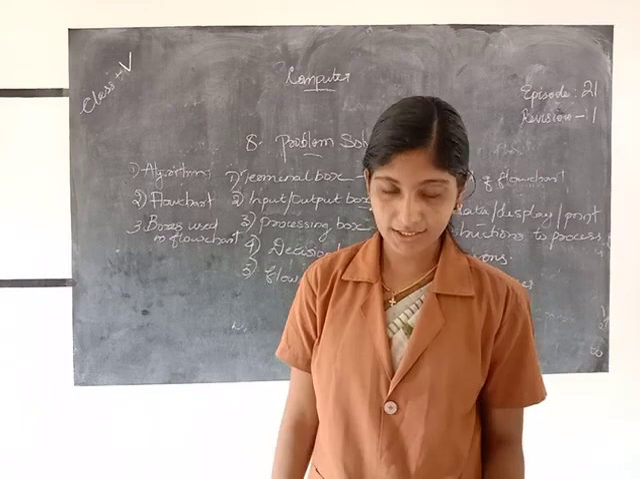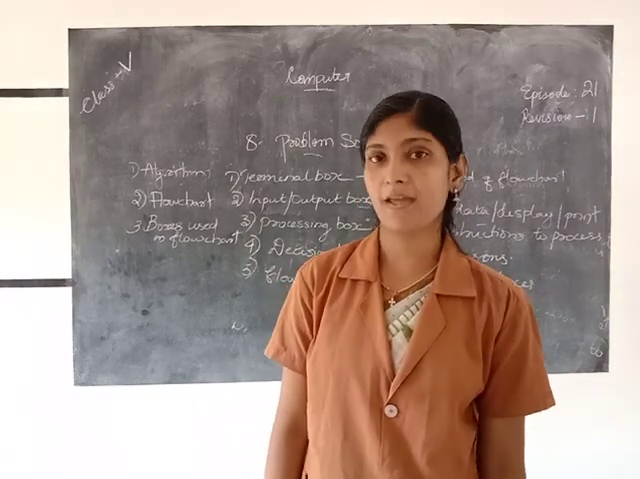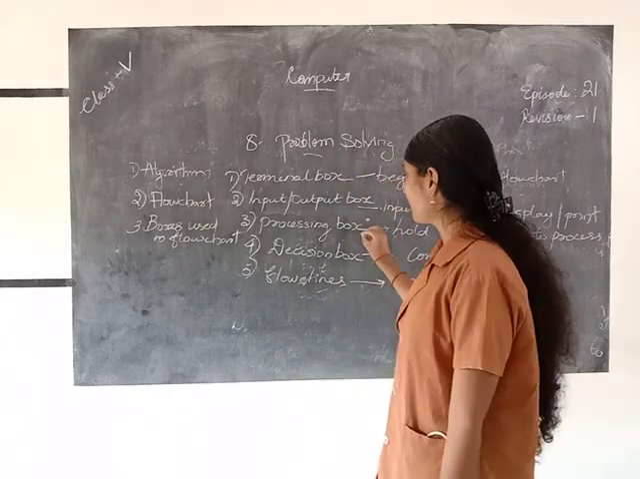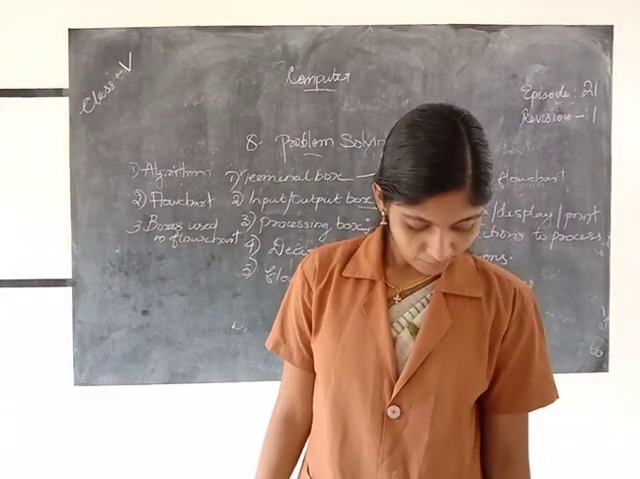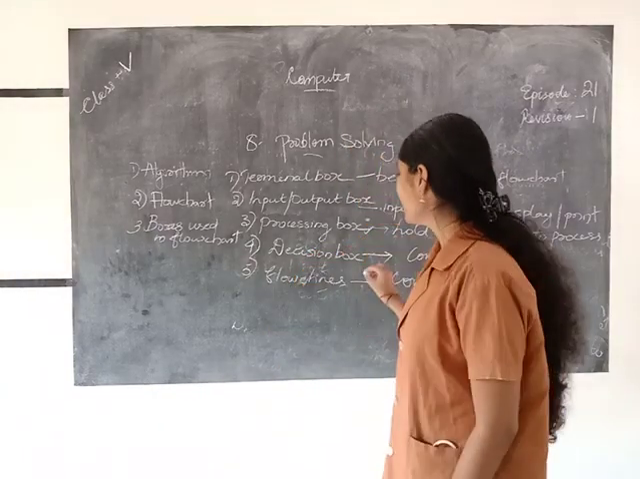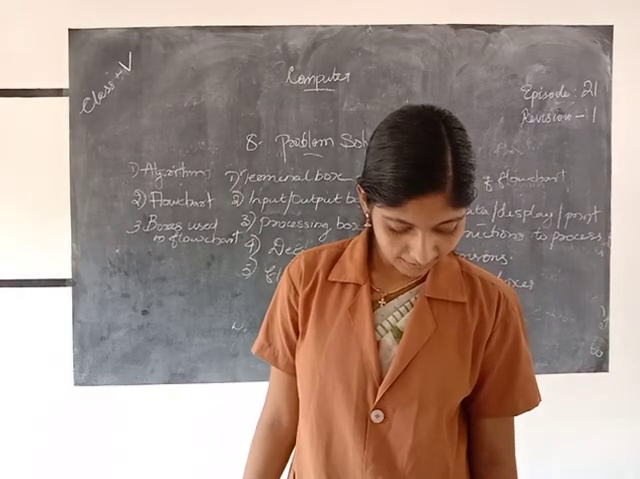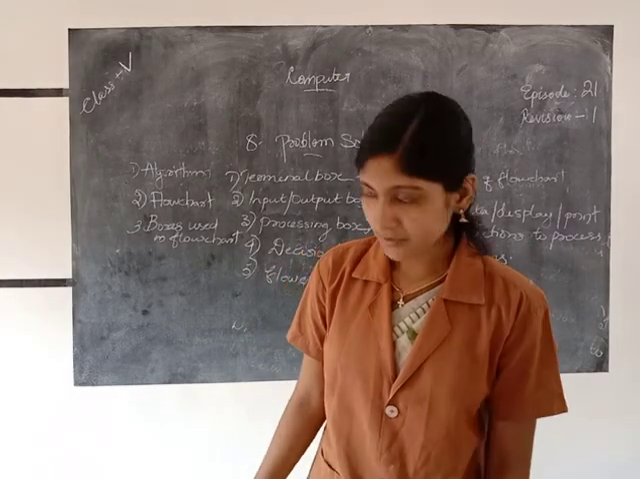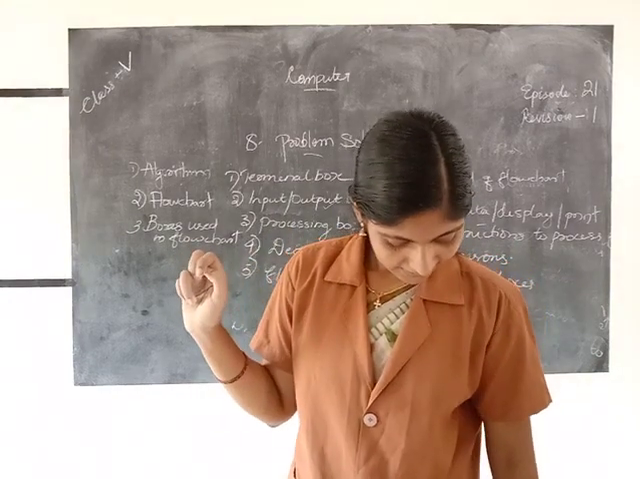So here is a question. Which is the box used to hold instructions to process some act? Which is the box for process? We have a processing box. Then for comparison, we have the decision box. Then next, for input output, we have the input output box.